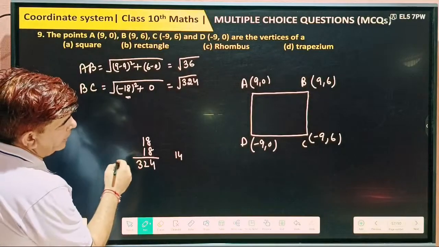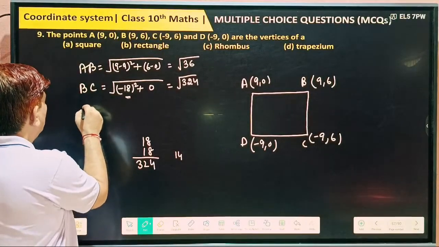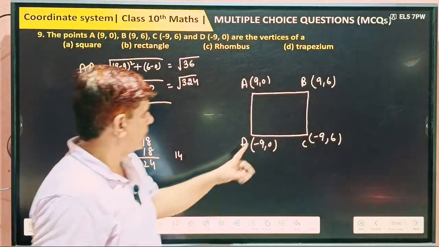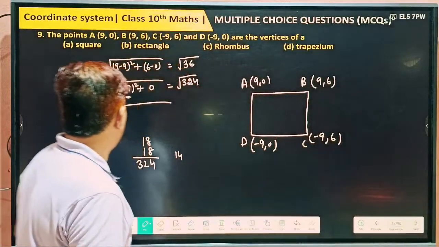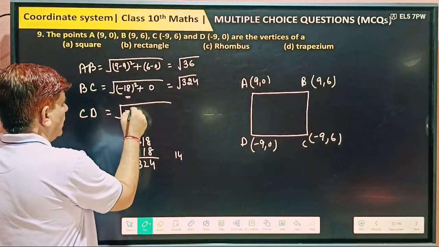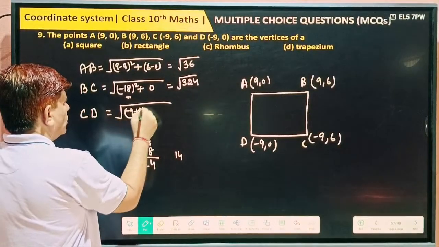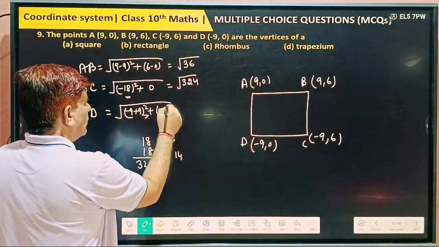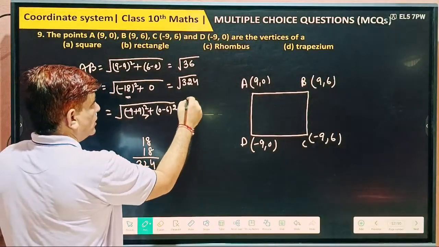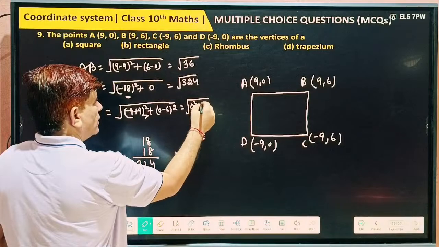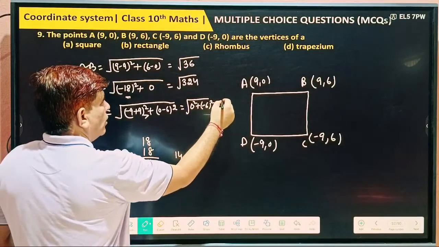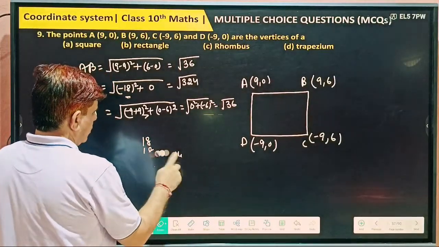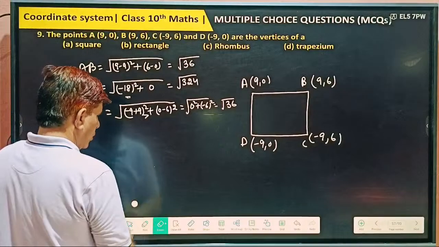Yes, then we can find out CD, equal to the square root of: minus and minus become plus, (minus 9 plus 9) whole square plus (0 minus 6) whole square. So 0 square plus minus 6 square is equal to how much? Under root 36. Yes or no? Got this?